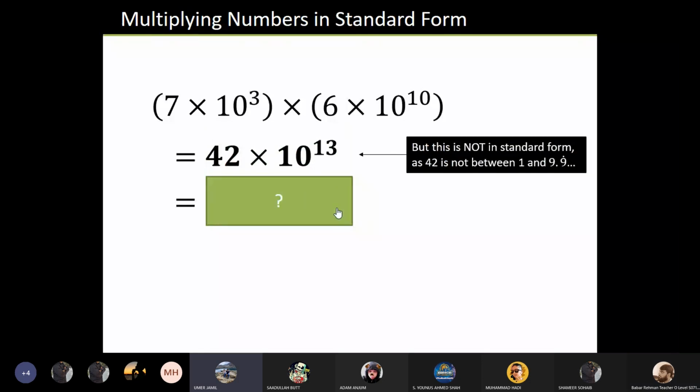As you can see, it is 42 multiplied by 10 to the power of 13. 42 is not a standard form, so we have to convert it into decimal form, which will be 4.2 multiplied by 10 to the power of 14. 14, because 1 will always be added if we are giving it a decimal.